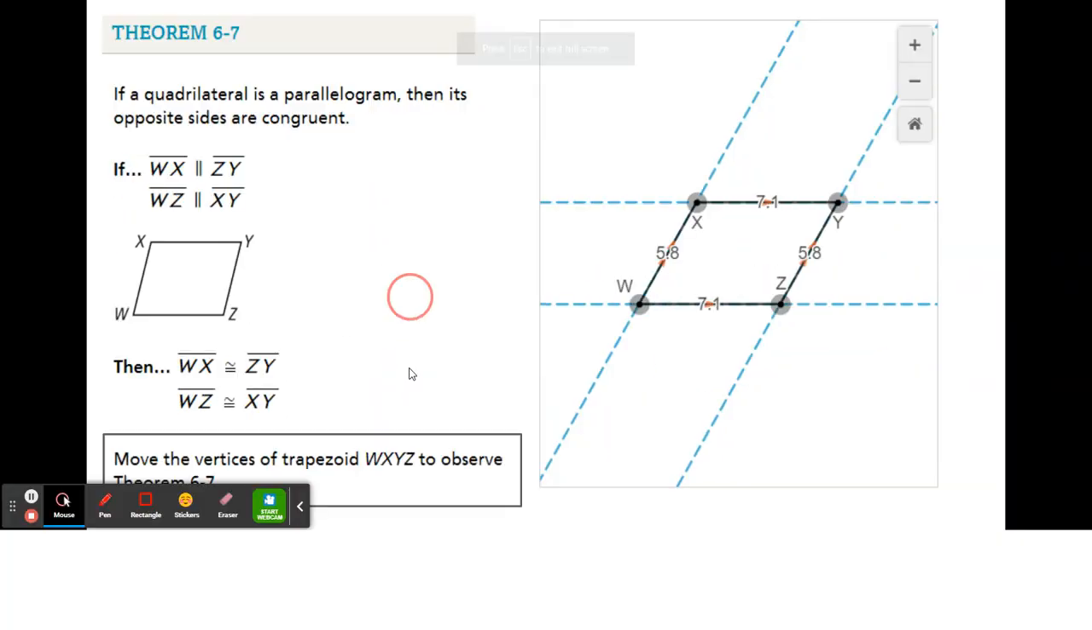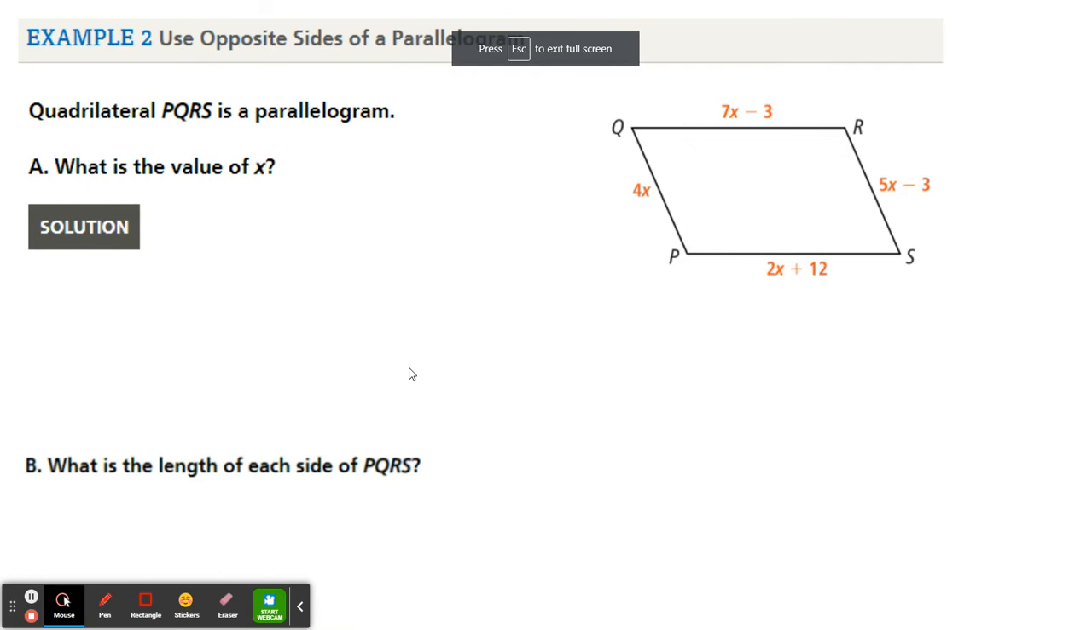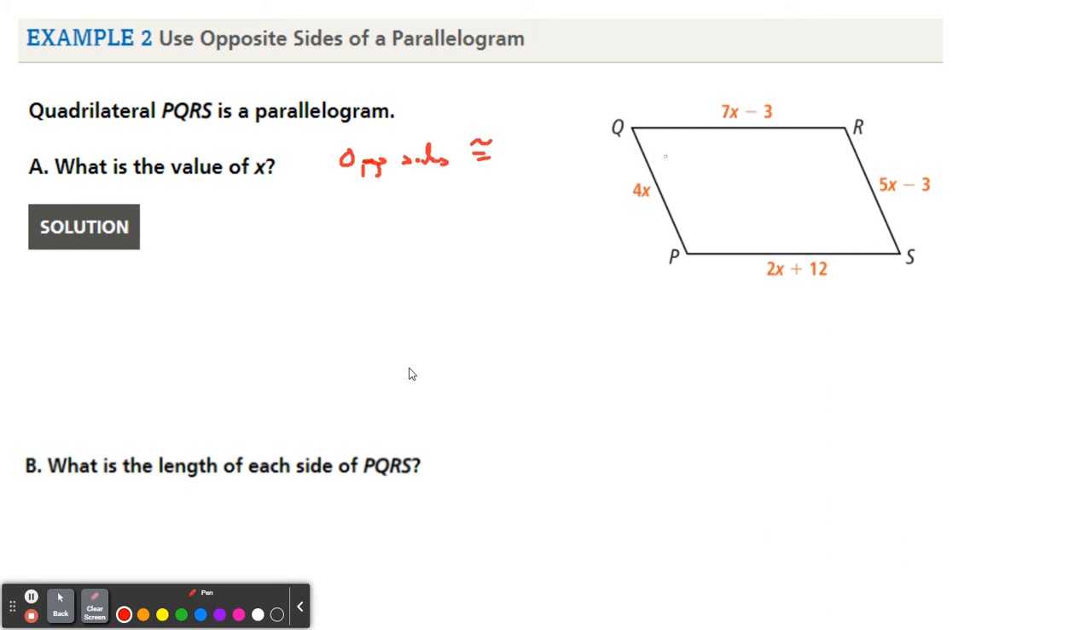All right, so let's do some algebra possibly. Here we go. Quadrilateral PQRS is a parallelogram. What is the value of x? If you look here, x is in the side lengths. We should know that the opposite sides are congruent. So 4x, QP, is equal to 5x minus 3, RS. And 7x minus 3 is equal to 2x plus 12.